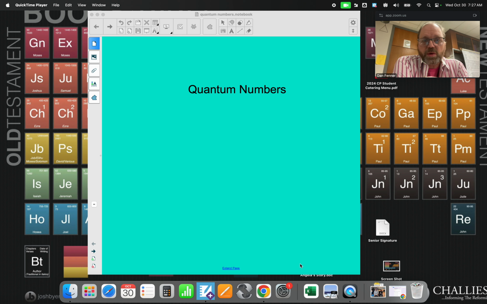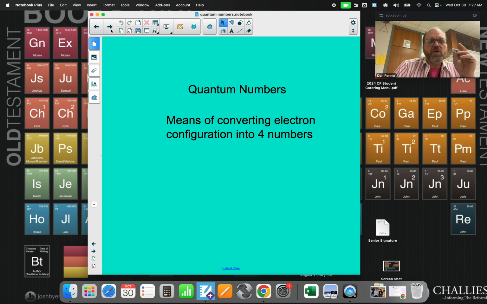So what we're going to do is convert all of that information we've talked about, 1s2, 2s2, 2p6, 3s2, 3p6, all that process, and make it into 4 numbers. So it means to convert electron configuration into 4 numbers. It's quicker, but it does take more thought process.